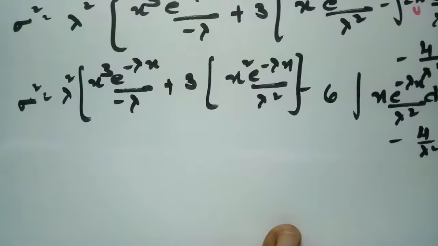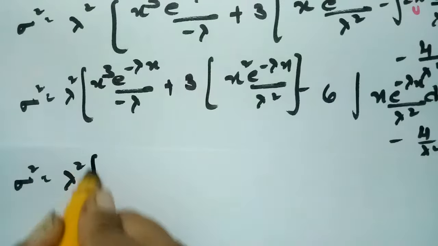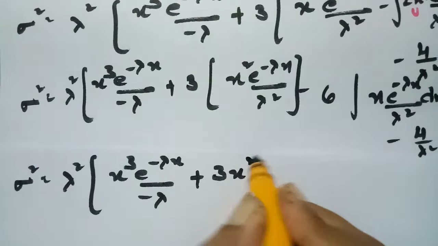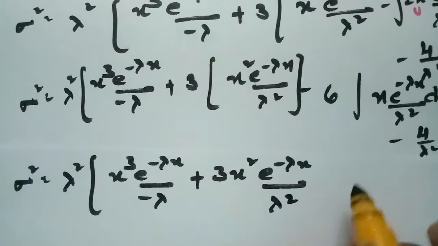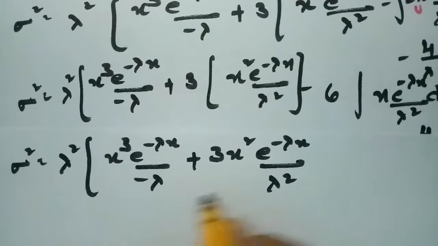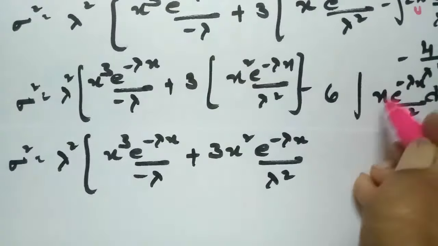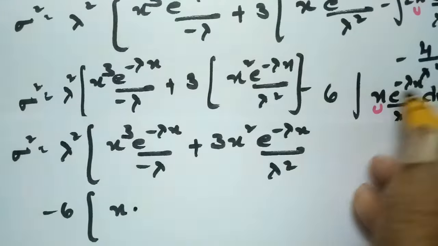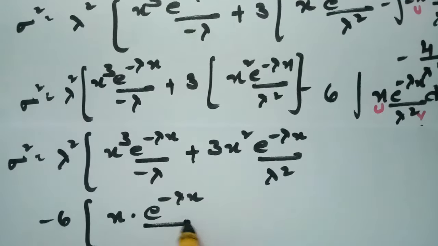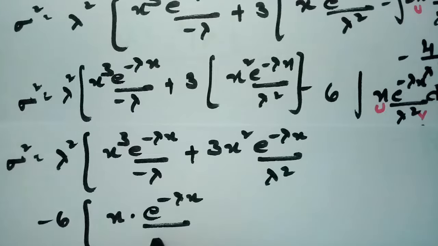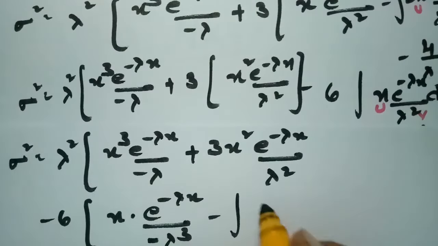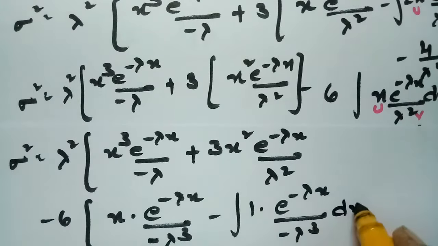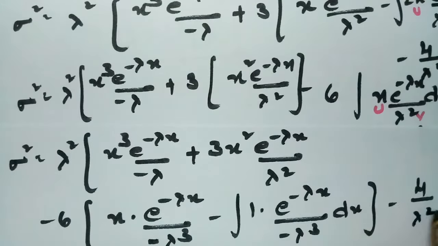And see, now this will be lambda square times of x cube e power minus lambda x by minus lambda. If I multiply, this is 3x square e power minus lambda x by lambda square, and this we have to do by integration by parts. So x will be u and this is v. So this will be minus 6 times of x, we have to leave as it is, and this will be e power minus lambda x by, already there is lambda square, minus lambda, this will be minus lambda cube. We have to take a derivative for x, and this is minus lambda x by, again minus lambda cube of dx, minus 4 by lambda square.